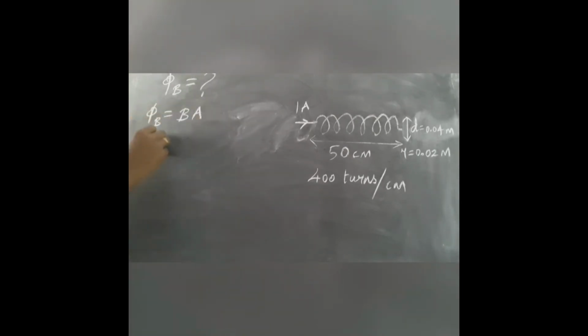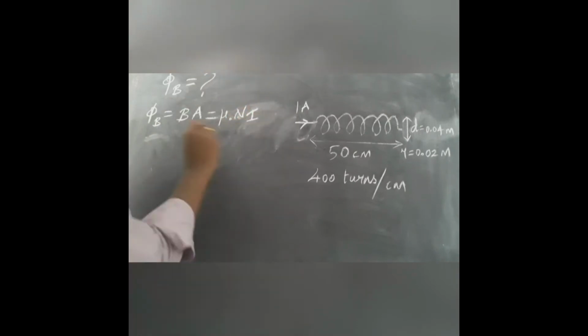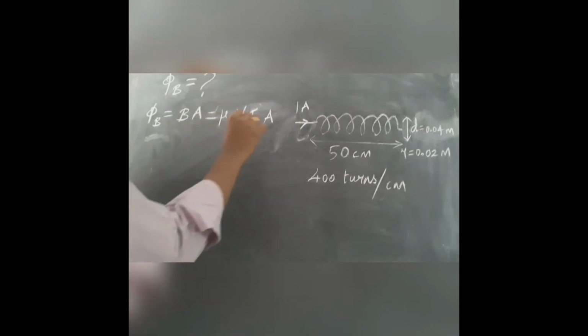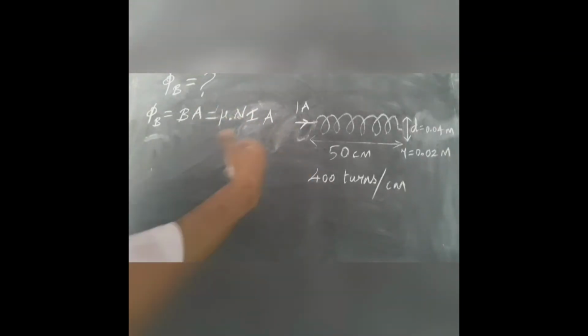What is the formula for magnetic flux? Magnetic flux is equal to BA. In the solenoid, what is the magnetic field? The expression for the magnetic field is mu naught n I, into A. It is the value of the magnetic field in the solenoid. Here small n is the number of turns per unit length.